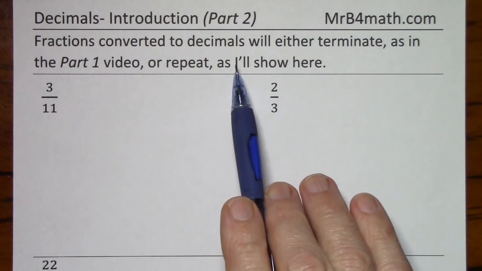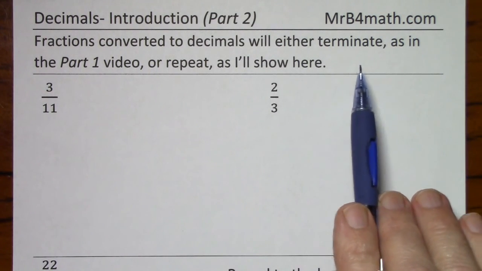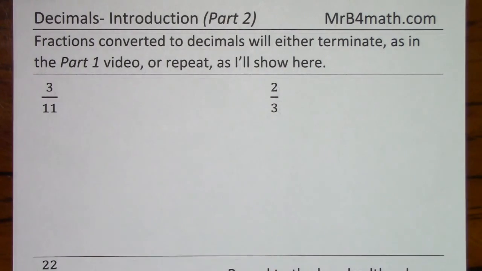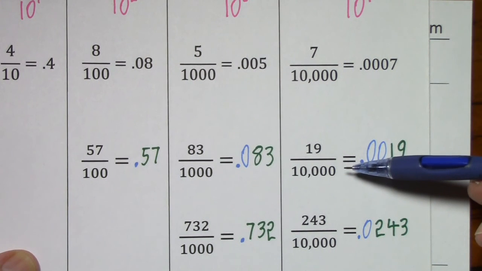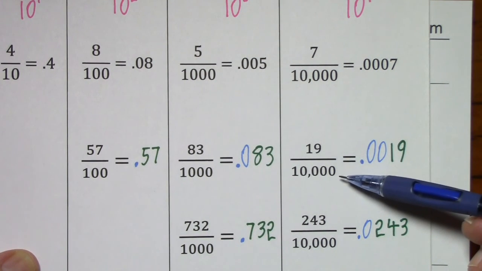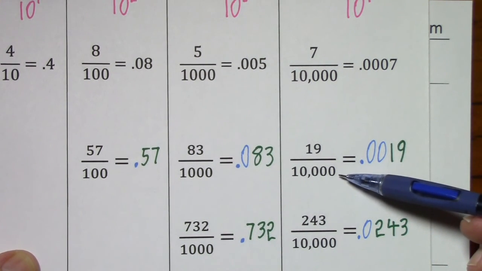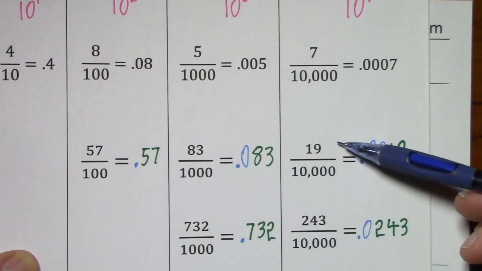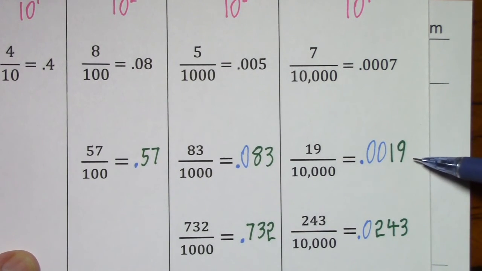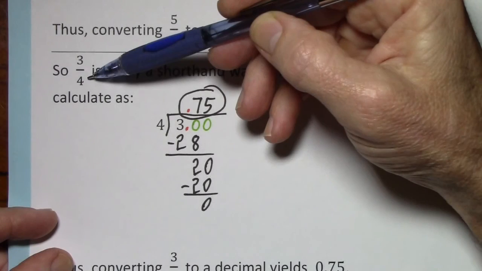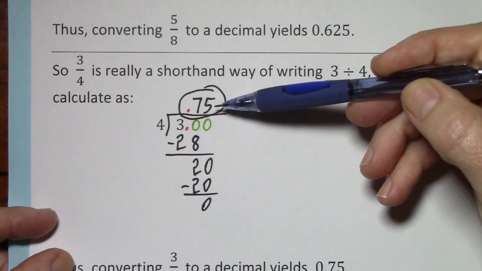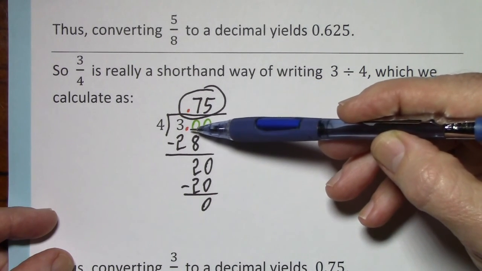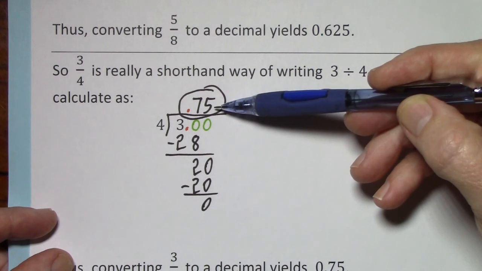Fractions converted to decimals will either terminate, as in the Part 1 video, where I showed basically two types of fractions. The first was fractions with power of 10 denominators. You can go from fraction to decimal very quickly. Even if the denominator is not a power of 10, you can go from fraction to decimal with long division, and here the process does terminate.